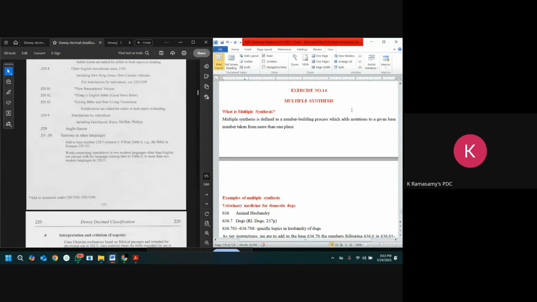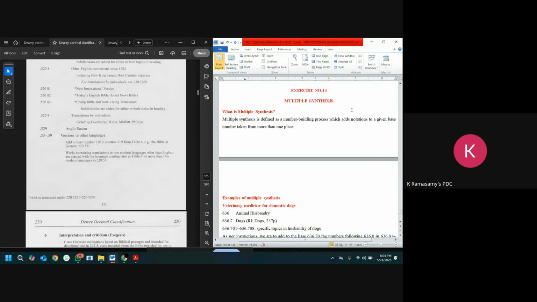See, DDC is known for multiple synthesis. It means that so far we have seen only simple synthesis. You will take a base number. To the base number, either you take a number from a schedule and add it, or you take a number from an index or table and add it. Otherwise, you take a number from a schedule, then you add one number from a schedule and another number from a table. That is what we have seen.